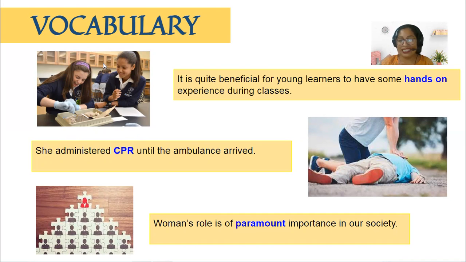Great, that's a good example. Yeah, hands-on, great. That was our first word. Now, we have an abbreviation for a medical terminology, okay?